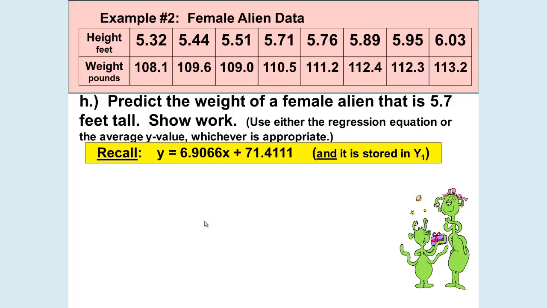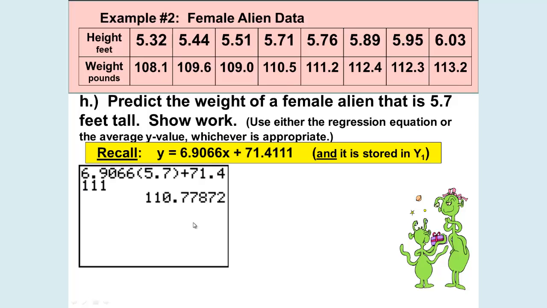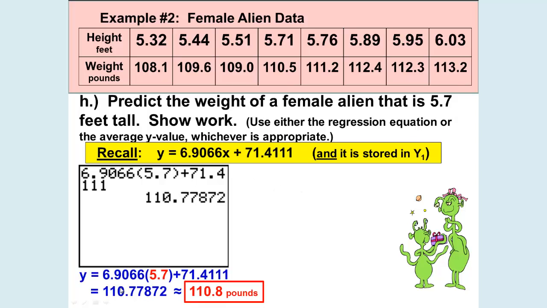Recall that y equals 6.9066x plus 71.411. That is the regression equation we found in our previous work. And we have two ways that we can use that. We can plug in the 5.7 feet tall, which is our x, and use the calculator to calculate our arithmetic. That gives us y equals 6.9066 times 5.7 plus 71.411, which is 110.77872, or approximately 110.8 pounds.